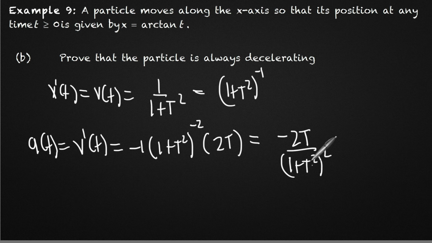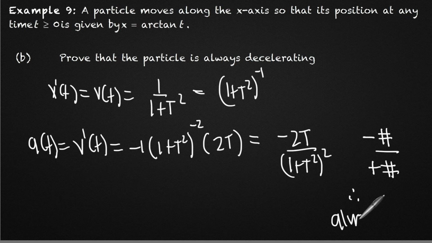Now, for any value of t that you plug in here, you're going to get a positive number inside these parentheses, and when you square it, it's going to be positive. And for all t greater than 0, so we're only looking at positive time, obviously, the numerator is always going to be negative. So you're guaranteed to always have a negative number on top divided by a positive number on the bottom. Therefore, it's always decelerating.